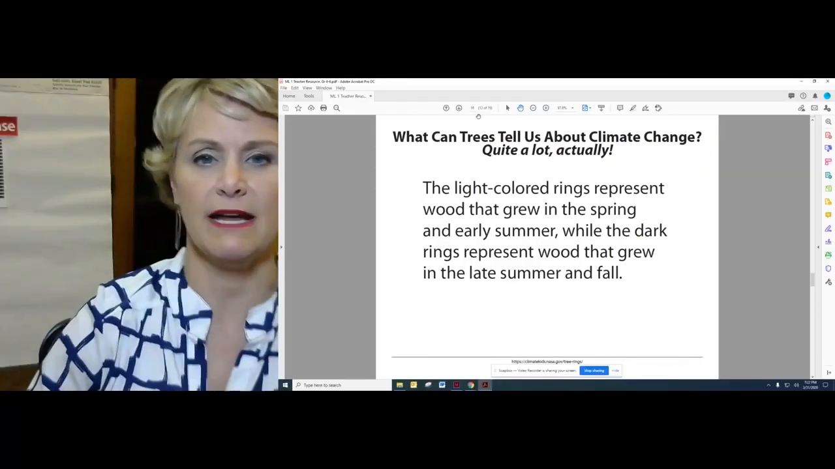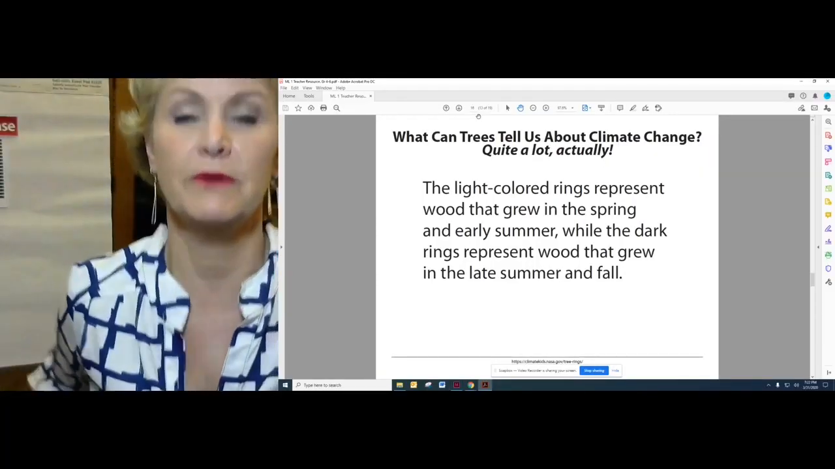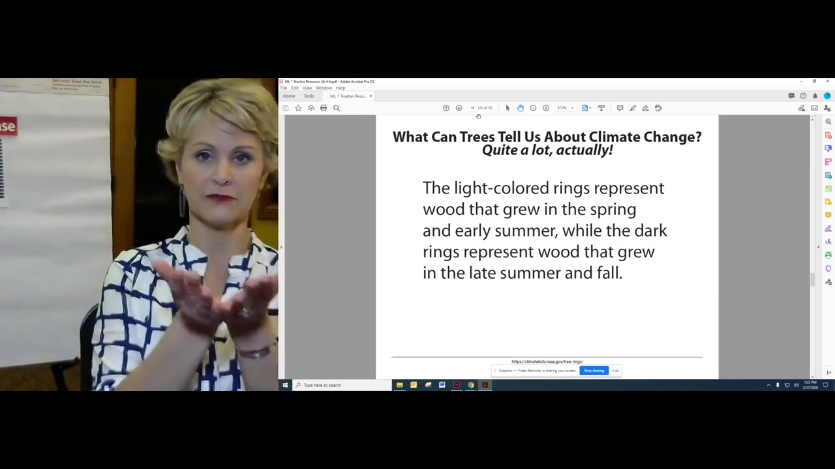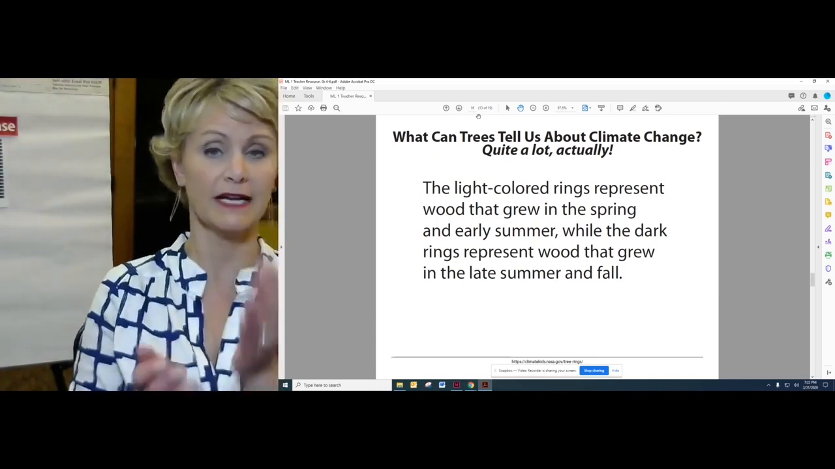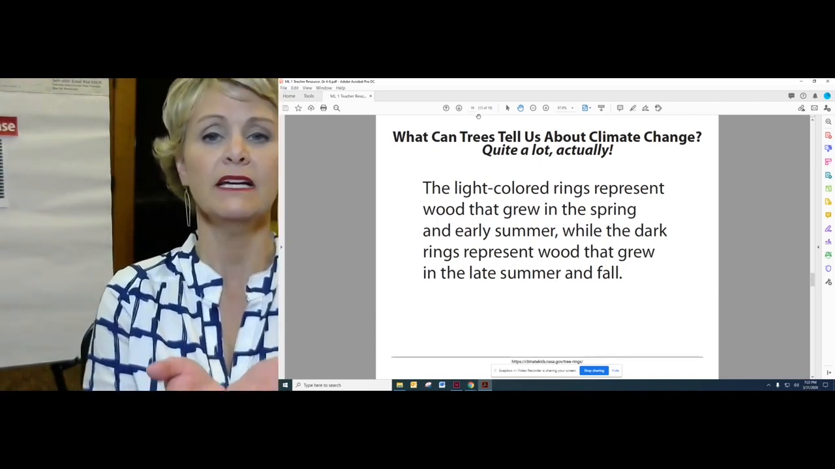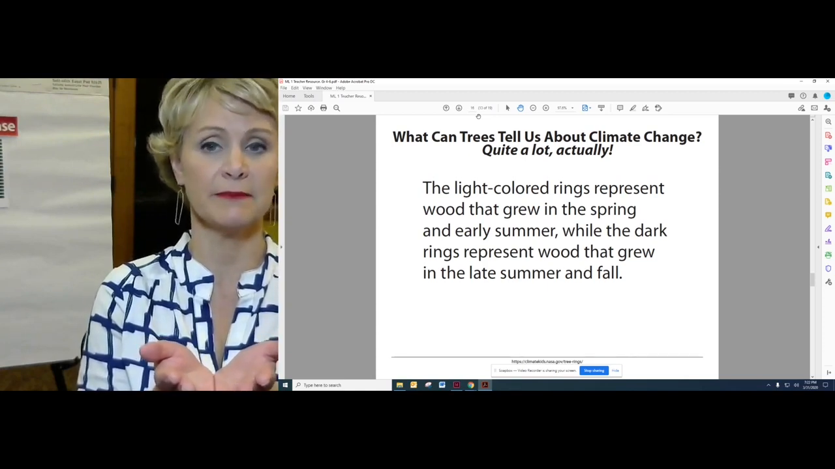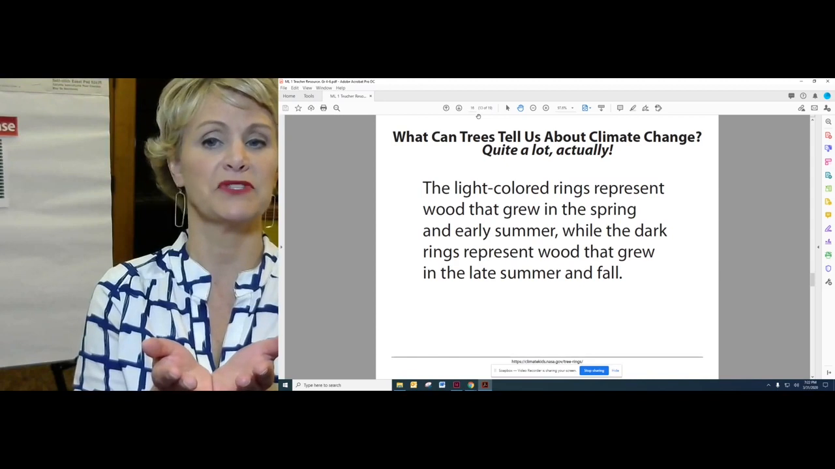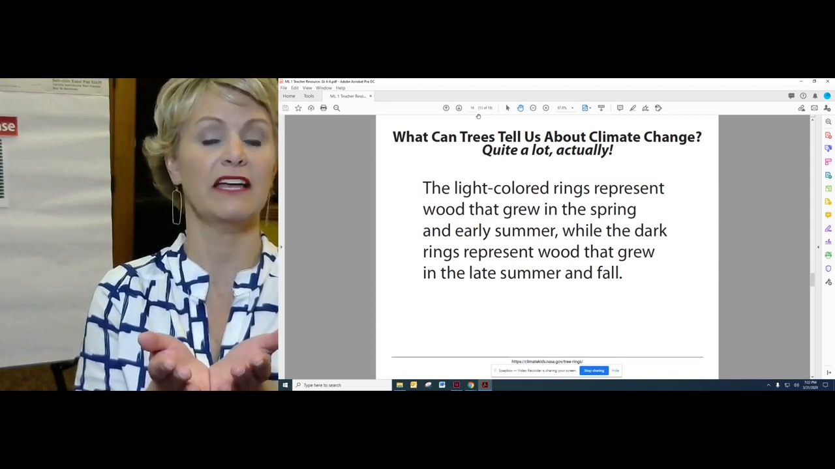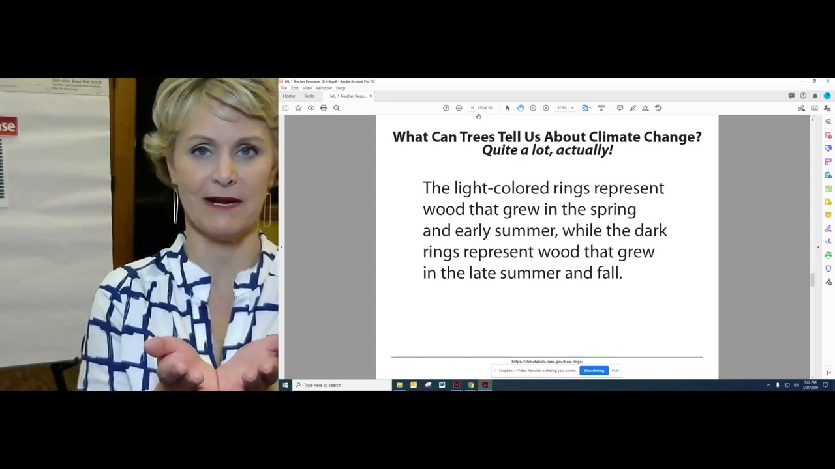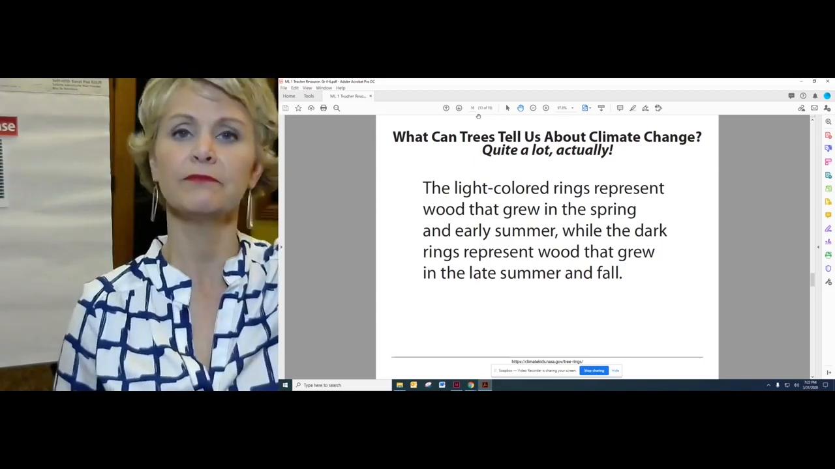Okay, you guys, let's try this. Or actually, let's watch Mrs. Smeckens try it first. Okay, what's the first thing we got to do? Read. Yep, get your hands ready. Okay, I'll be your reading voice, all right? Let's read. The light-colored rings represent wood that grew in the spring and early summer, while the dark ring represents wood that grew in the late summer and fall. Okay, now what? Remove.